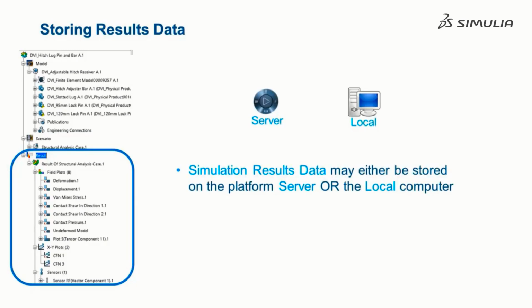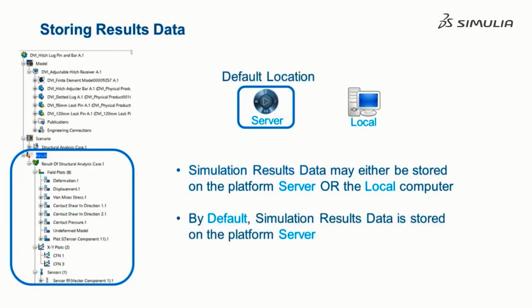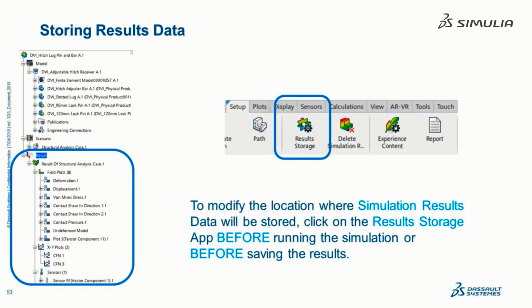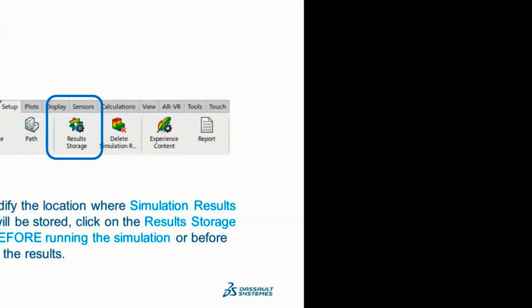The other location that we must specify is the location where the simulation results will be stored. Simulation results may either be stored on the platform server or on a local computer. By default, simulation results data is stored on the server. We can modify the storage location by clicking on the results storage app before we run a simulation or before we save the results. First, we show you how to modify results storage before running the simulation.